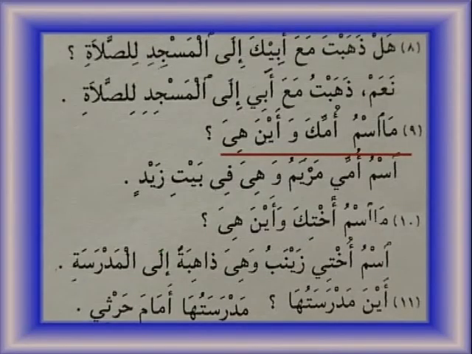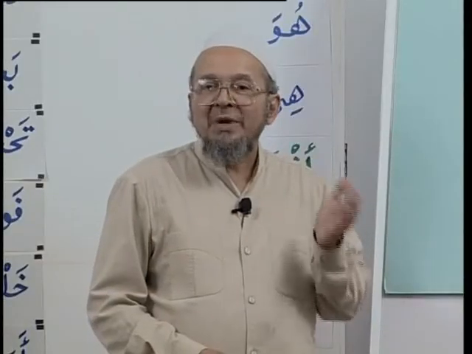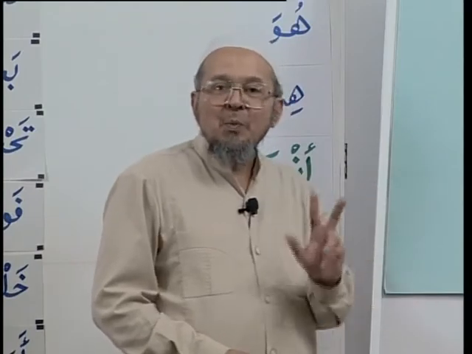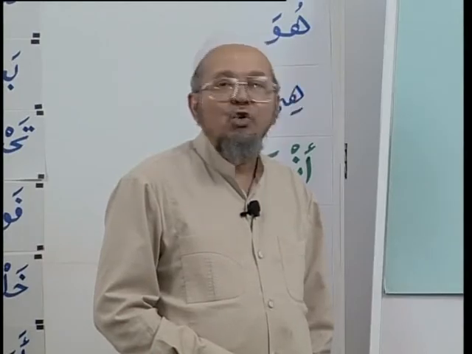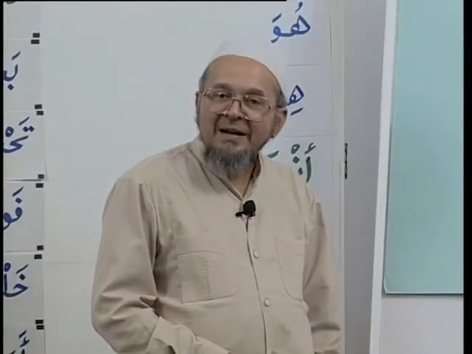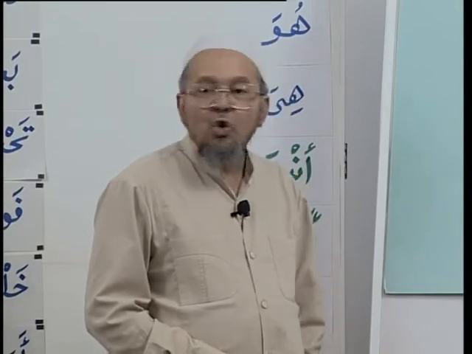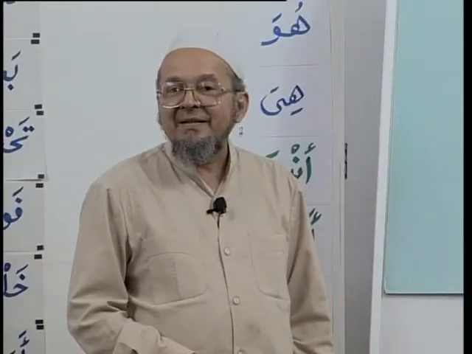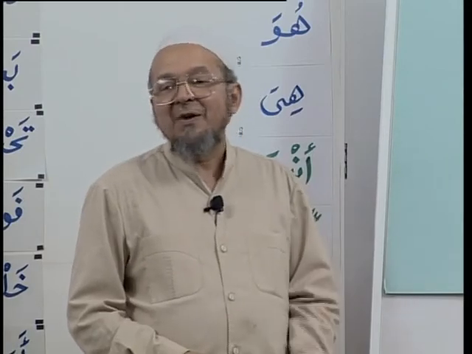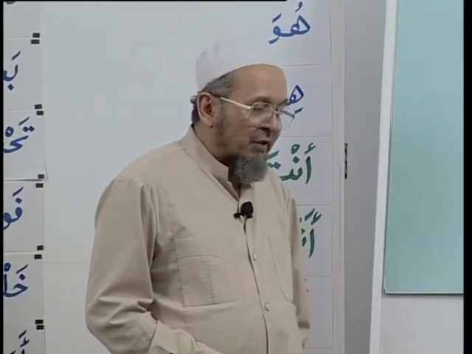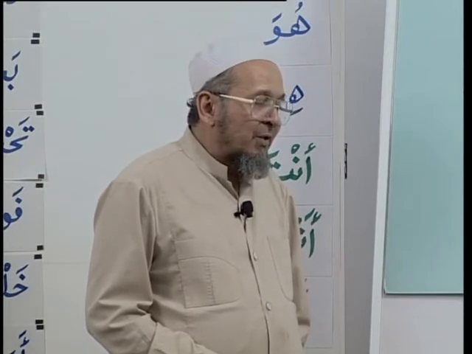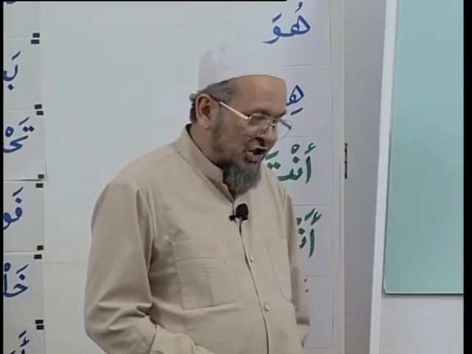Ma ismu ummika wa ayna? Here, because it's a double construct phrase, ismu ummi, then ummika, is playing a dual role. For the first construct phrase, ummi is the second noun, and ummika is again becoming the first noun of the second construct phrase. What is the name of your mother and where is she?